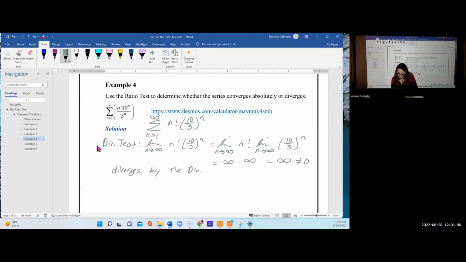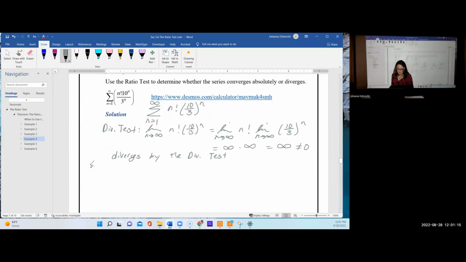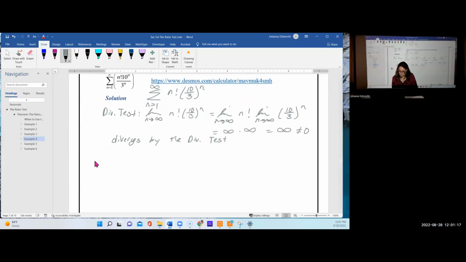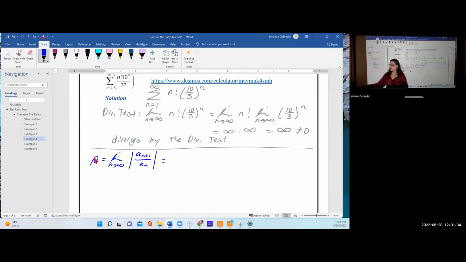If you had not done the divergence test, would the ratio test have told you that it diverges? Well, let's check it out and see. Let's go ahead and apply the ratio test. We already know it diverges, but let's try the ratio test. So we have rho equals the limit as n goes to infinity. We want to know how accurate the ratio test is. Would it have given us the correct result? And as we're going to see, the answer is yes, it would have given us the correct result.